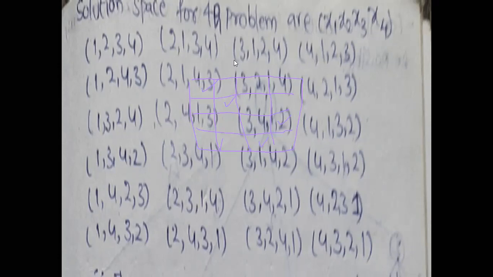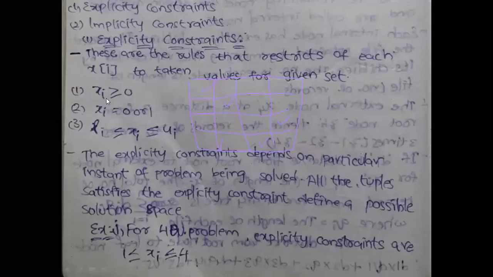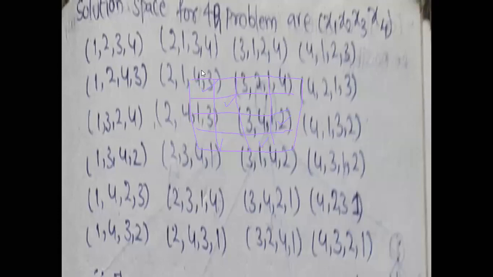In 24 possible solutions, we have only one or two answer nodes, that is, the answers that satisfy all the constraints. But in our example, first we are representing only the explicit constraints. The explicit constraints represent the possible solution space. So for the four queen problem, these are the possible solution space.